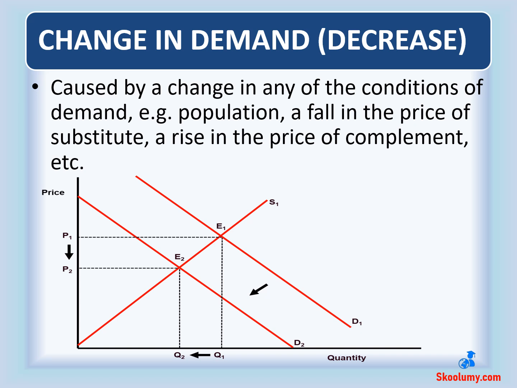Change in equilibrium caused by a decrease in demand. A decrease in demand will cause a leftward shift in the demand curve, thereby reducing both the equilibrium price and equilibrium quantity. In the diagram, a decrease in demand causes a shift from D1 to D2. This results in a reduction in the equilibrium price from P1 to P2 and a fall in the equilibrium quantity from Q1 to Q2.